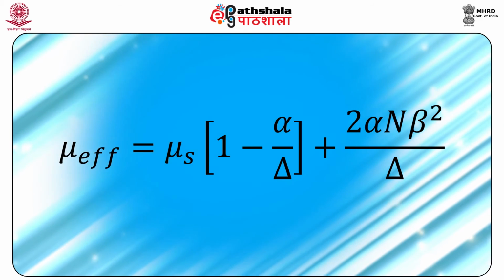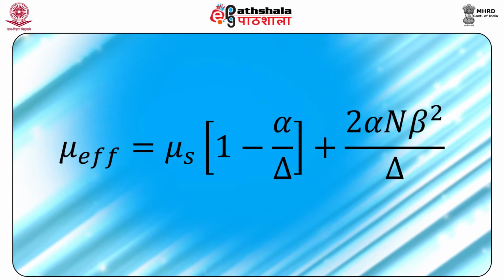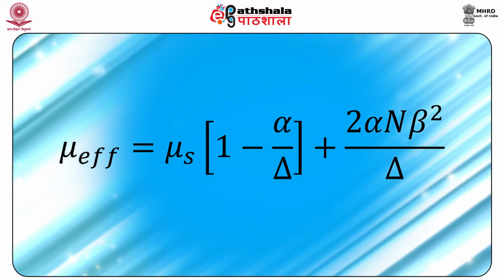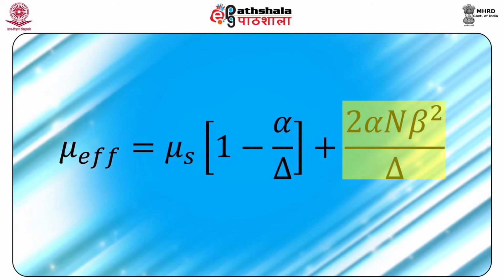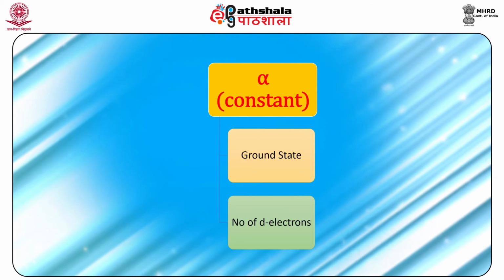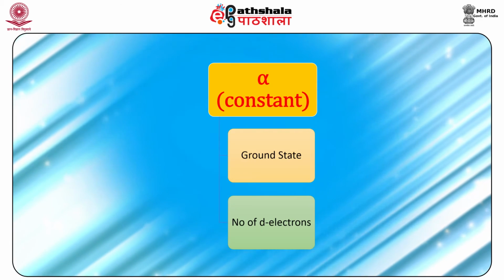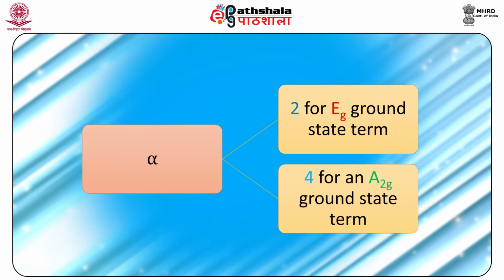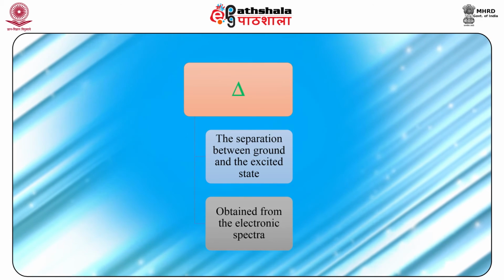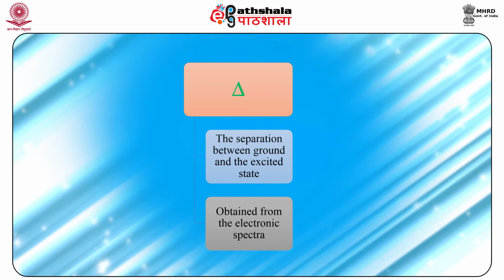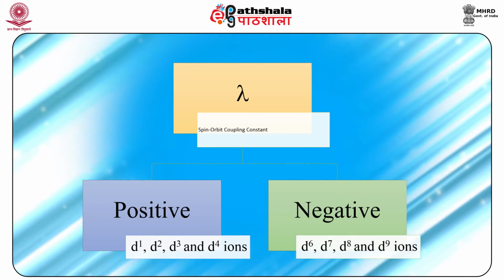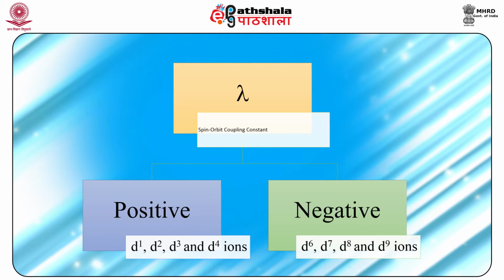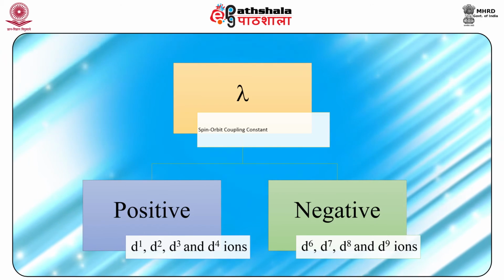The quantitative relation between mu effective and mu s is: mu effective equals mu s into 1 minus alpha lambda upon delta plus 2 alpha n beta square upon delta, where alpha is a constant which depends upon the ground state and the number of d electrons. The value of alpha is 2 for an Eg ground state term and 4 for an A2g. Delta is the separation between the ground and the excited state and can be obtained from the electronic spectra. Lambda is the spin orbit coupling constant and it is positive for d1, d2, d3 and d4 ions and negative for d6, d7, d8 and d9 ions.